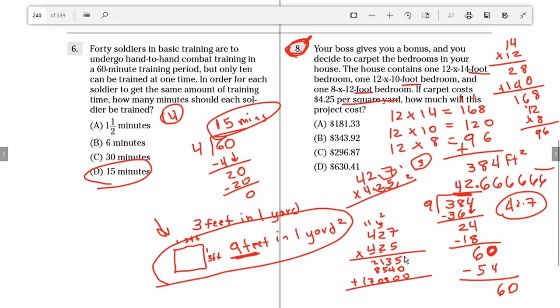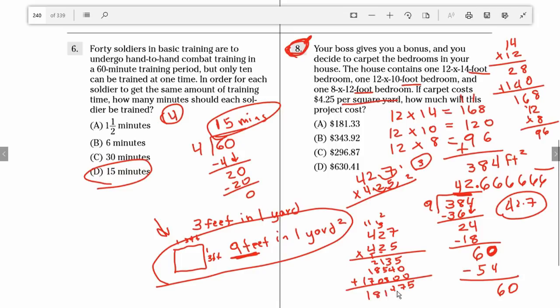Let's add. 5 plus 0 is 5. 3 plus 4 is 7. 5 plus 1 is 6, plus 8 is 14. Carry the 1. 8 plus 2 is 10, plus 1 is 11, carry the 1. 7 plus 1 is 8. 1 plus nothing is just 1.